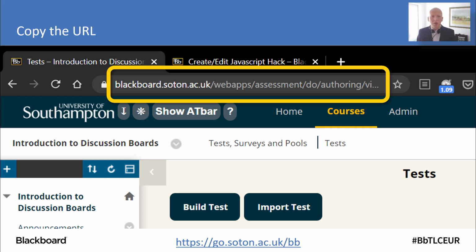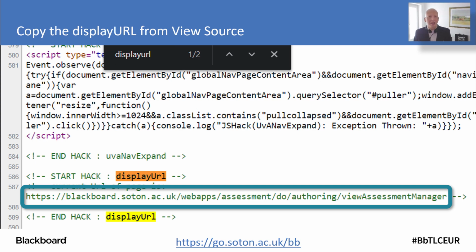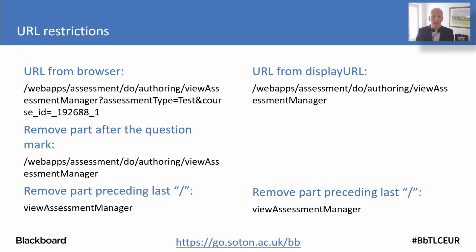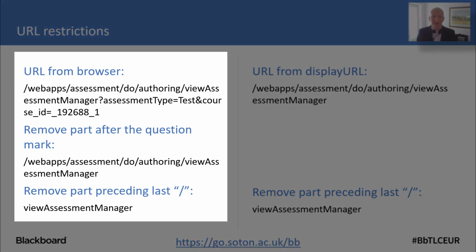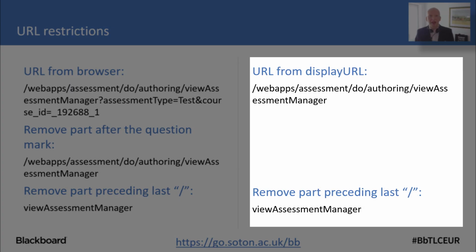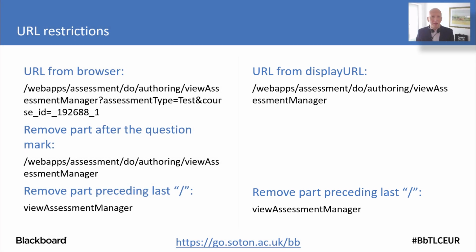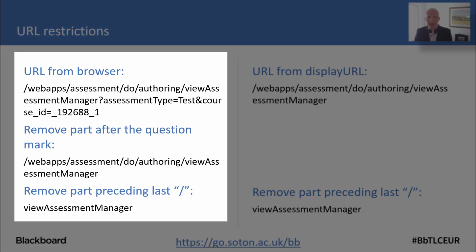So first of all, navigate to the feature you want to use and copy the URL and put it into Notepad, and then view source, search for display URL, and it will then show you a URL which might be different from what you got when you copied it from the address bar. So then you've got 2. You've got the URL from the browser, that's on the left, and the URL from display URL. With the URL from the browser, in this example, I've already removed blackboard.sutton.ac.uk.